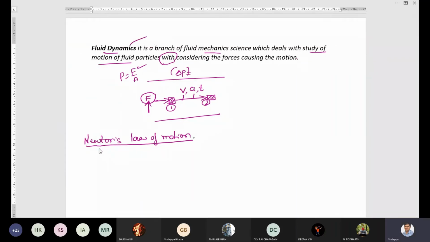What is Newton's second law? That is Fx is equal to m into ax, or F is equal to ma. This is the equation of Newton's second law. So what is the meaning of this equation? Here m is the mass of the fluid element. In dynamics, m is also considered.